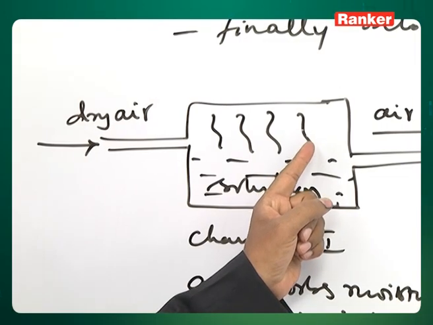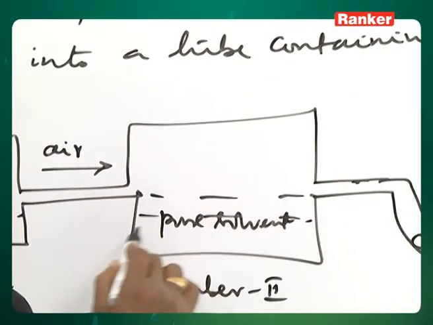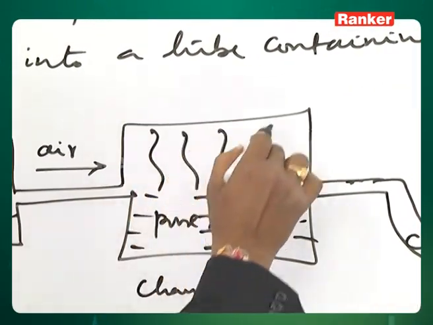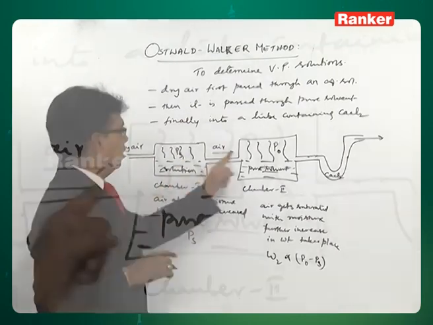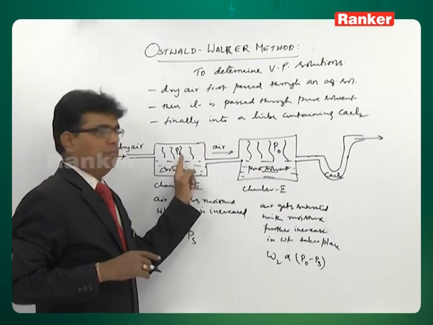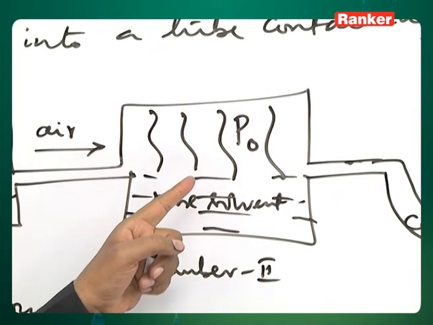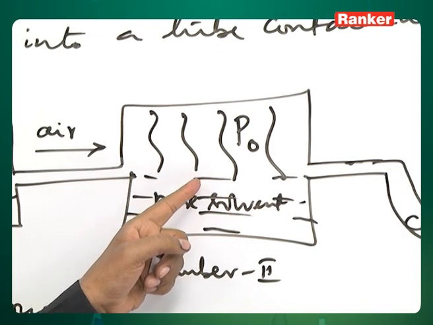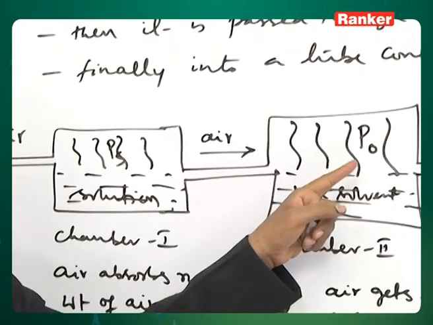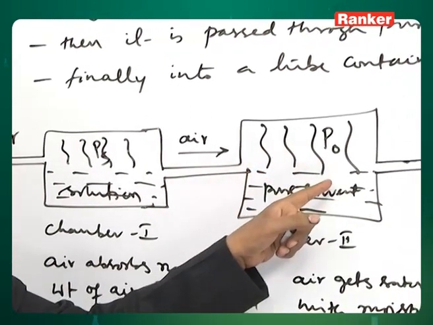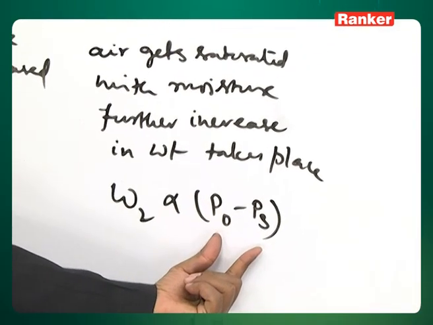Now, when you allow the same air to pass into another chamber where you have pure solvent, here you will have the vapors, this is P naught, this is Ps. Now, from here to here when it comes, certain moisture has already been absorbed. Here also it will absorb a certain amount of moisture, but that amount is proportional to the difference in the vapor pressures of these two, and here the air gets more saturated. So, here this W2 is proportional to P naught minus Ps.